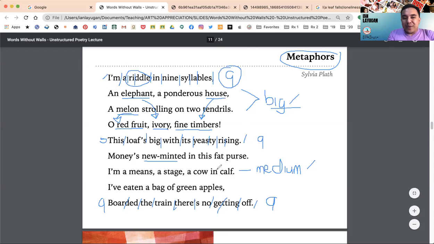This is a poem about a woman who is pregnant, right? She's a pregnant woman. Is she happy about it? Probably not. Look at how she said it: "I'm a means, like, stage a cow in calf. Ginamit lang ako. I've eaten a bag of green apples, boarded the train, there's no getting off." She doesn't want to do it, but she's already pregnant, so she has to go with it, something like that. So, that's how special poems are, right?